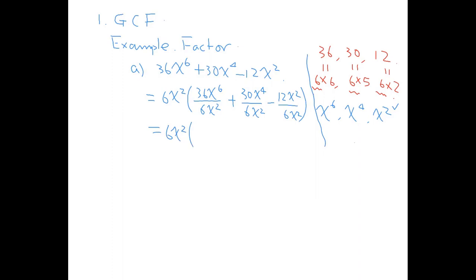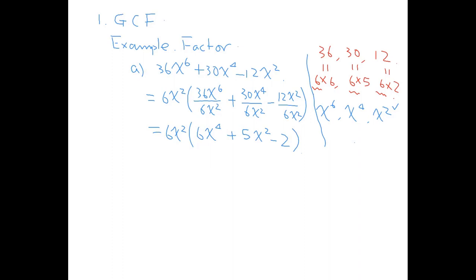36 divided by 6, that is 6. And x to the 6 divided by x squared, you have x raised to 6 minus 2, which is 4. Plus 30 divided by 6, that's 5. And x to the 4th divided by x squared, that is x squared, 4 minus 2, right? The power. Then you have 2. x squared divided by x squared, that's 1, right? 2 minus 2 is 0. So x to the 0th power, that is 1.